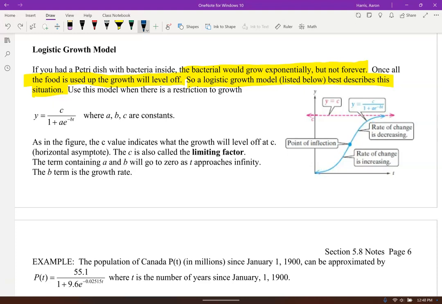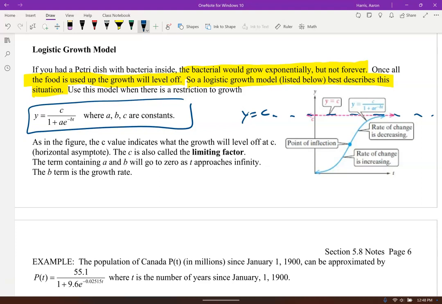So with our logistic growth models, a, b, and c are constants. The c value indicates the growth will level off at c. In other words, you've got this kind of limiting factor, if you will, of y equals c there. That's your horizontal asymptote. And the term containing a and b will go to zero as t approaches infinity, as t gets exponentially large, right? And the b term is the growth rate.